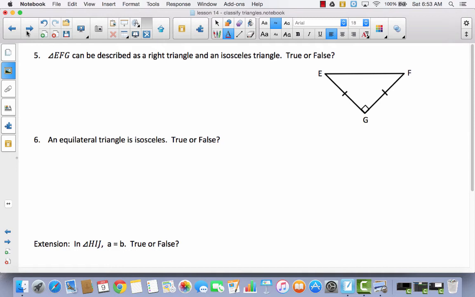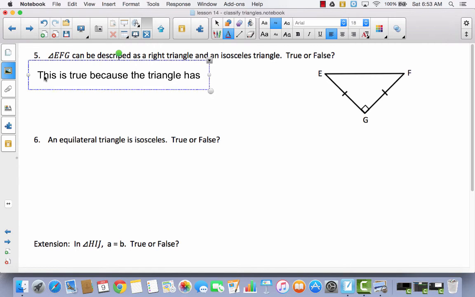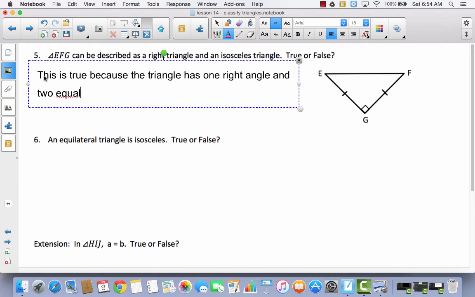Triangle EFG can be described as a right triangle and an isosceles triangle. True or false? So remember, a right triangle means that it has a right angle. Does this have a right angle? So that part's true. And isosceles triangle. Isosceles triangles have 2 equal sides. So this side's equal and this side's equal. I can tell by the tick marks. So is this true or false? This is true because the triangle has 1 right angle and 2 equal sides.